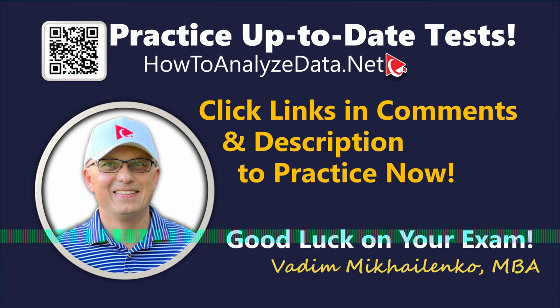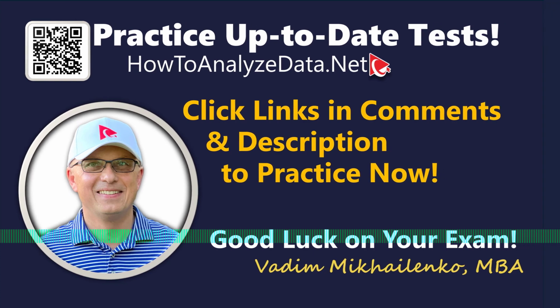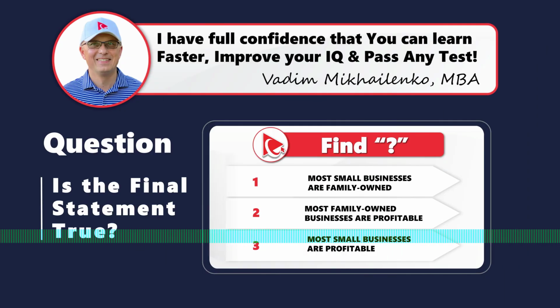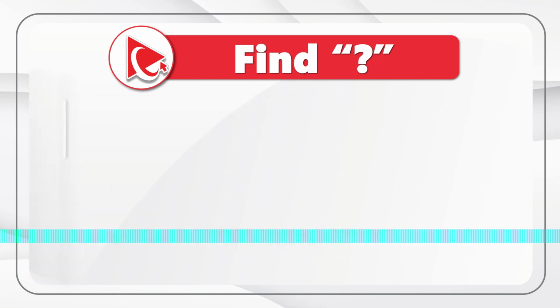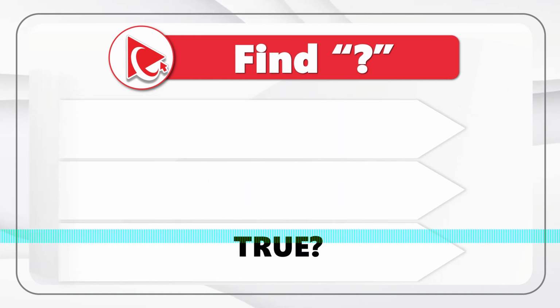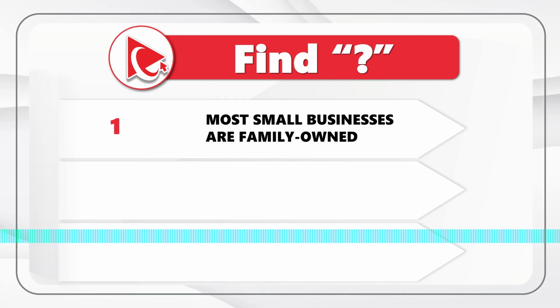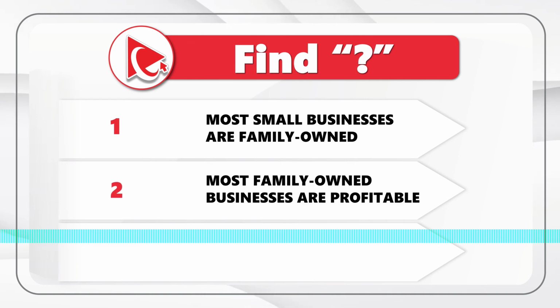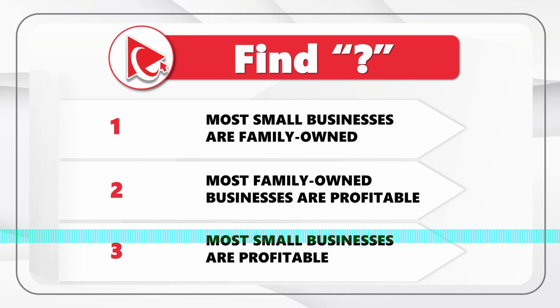Here's an amazing question which tests your logical reasoning and verbal reasoning skills. You're presented with 3 verbal statements, and you need to determine if the final statement is true. The first statement is most small businesses are family-owned. The second statement is most family-owned businesses are profitable. And the last statement, most small businesses are profitable.